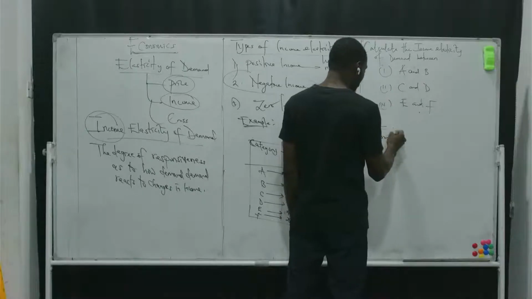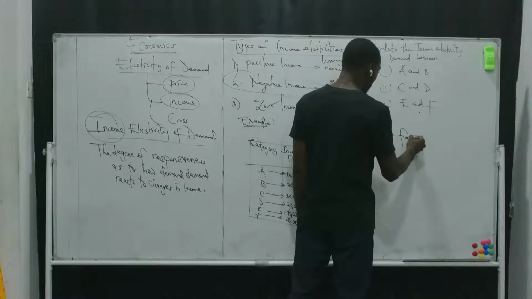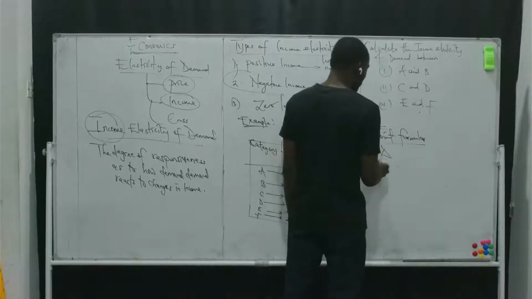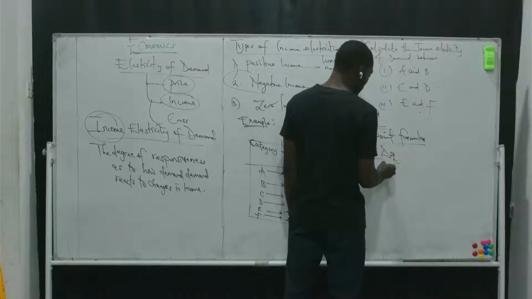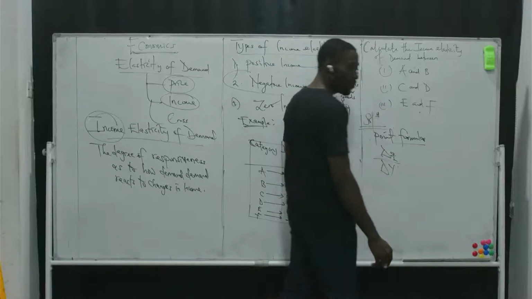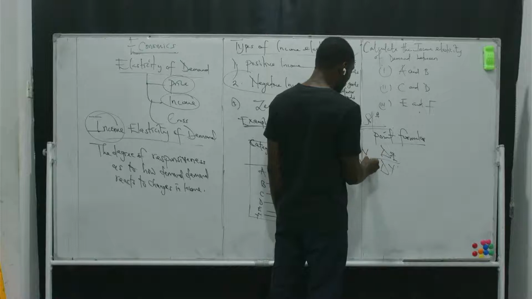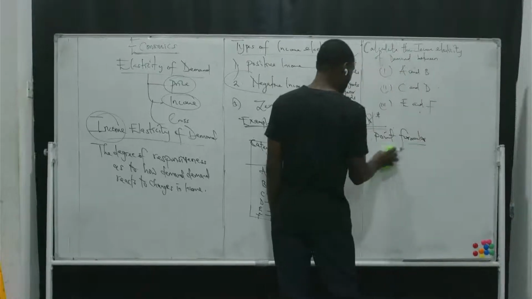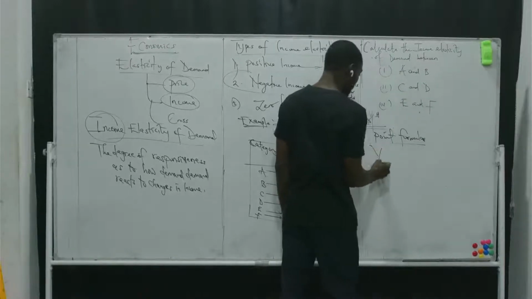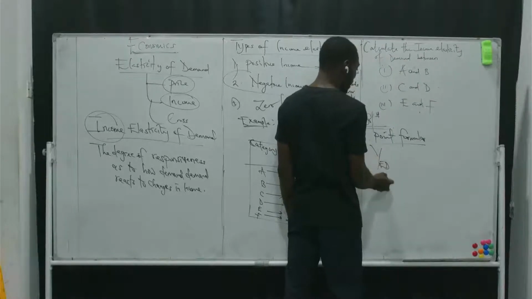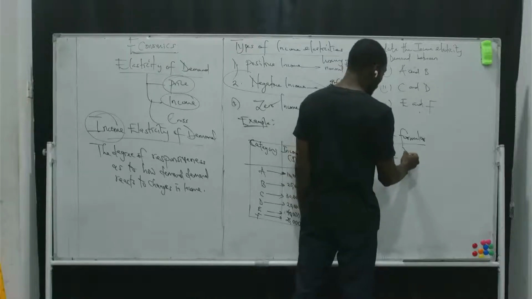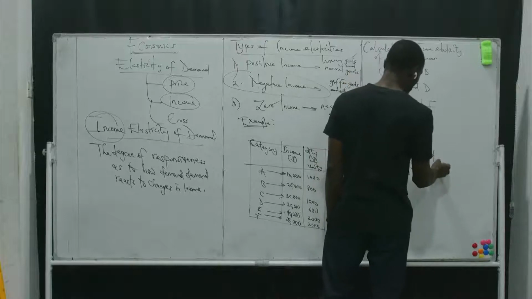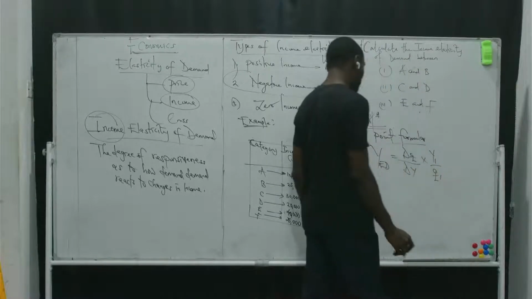So let's take the first formula, which is what? Point formula. So for my point formula, I'm going to have change in quantity divided by change in income. Okay? So income, we usually use Y to represent income. So YED, that's income elasticity of demand, equals change in quantity divided by change in income, then times Y1 over Q1.